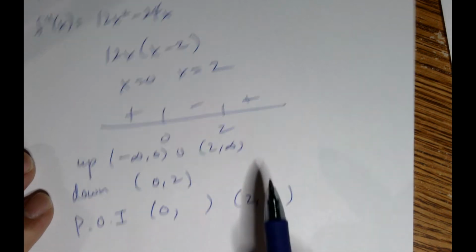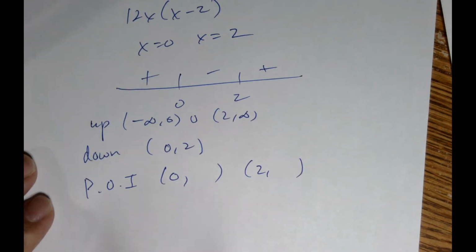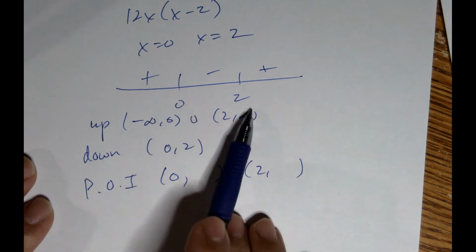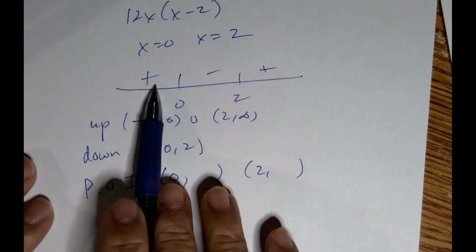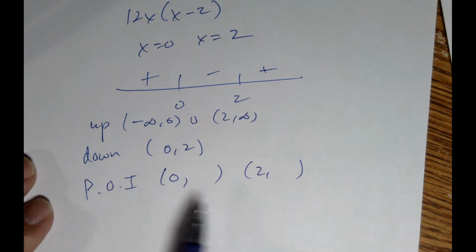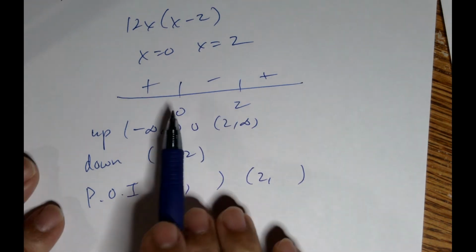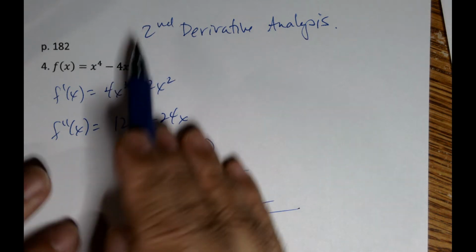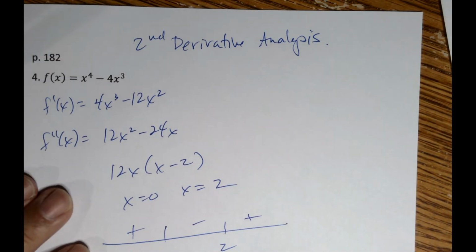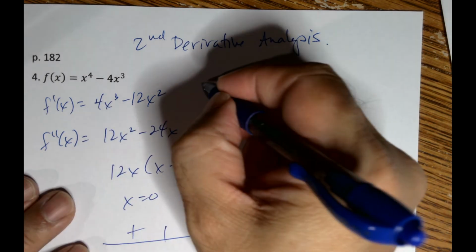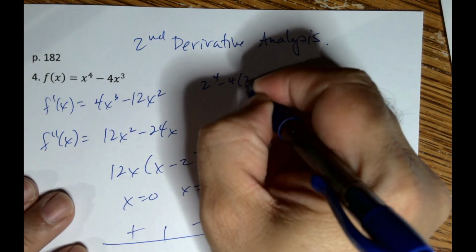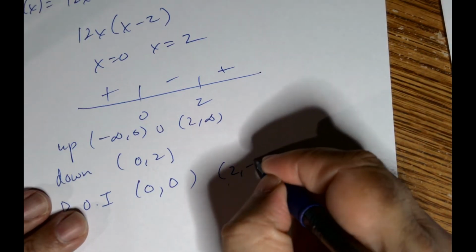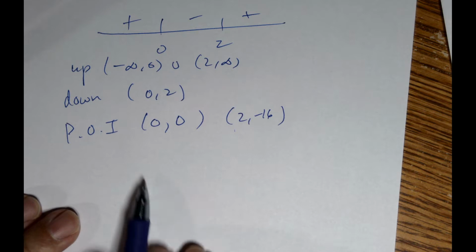Okay, so in the last example on the previous video, these boundaries were, even though concavity changed, not points of inflection. But this one, they are points of inflection because 0 and 2 are part of the domain. Right? That means I can plug in 0. If I plug in 0, I get 0. If I plug in 2, that's going to be 2 to the 4th minus 4 times 2 to the 3rd. So that's 16 minus 32, so it's negative 16. All right, so those are my points of inflection.